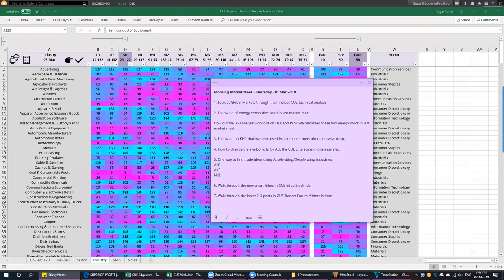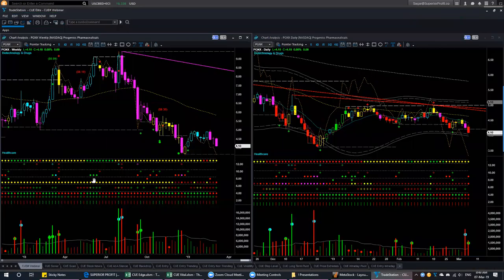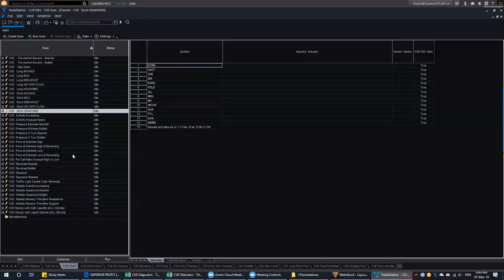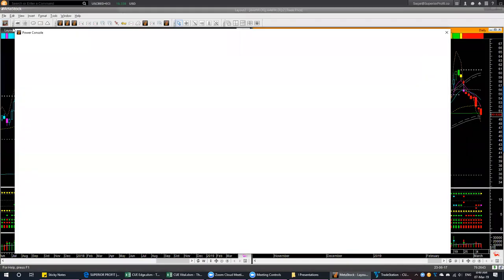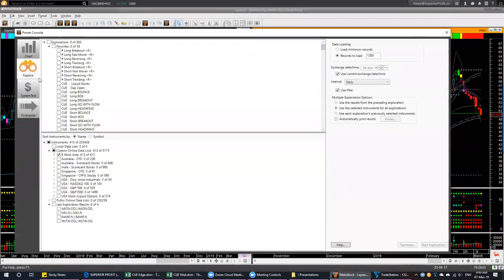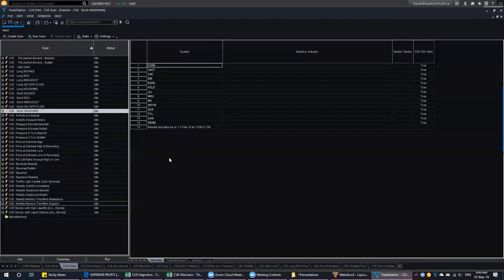Next topic: how to change the symbol lists for all the QLED scans in one easy step. In QLED, we have a large number of scans, and we have them in Q Global also. We have a large number of scans, the Q scans. In QLED, to change the symbols, we can do it in multiple ways.